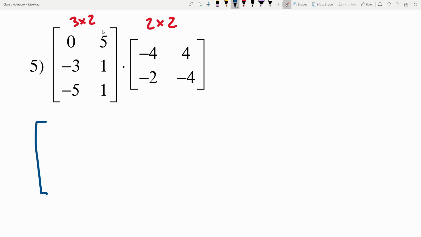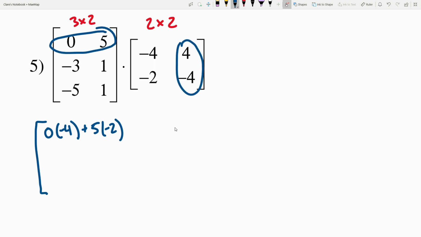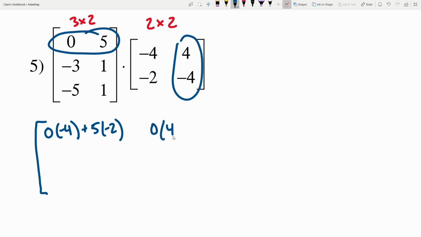So let's complete the dot product, taking row 1 and dotting it with column 1 of the other matrix. So row 1 of the first matrix, dot it with column 1 of the second matrix. That's going to be 0 times negative 4 plus 5 times negative 2. Now, finishing out that first row, I'm going to dot the first row of my first matrix with the second column of my second matrix. So 0, 5, dot it with that second column in my second matrix, 4, negative 4. I'll have 0 times 4 plus 5 times negative 4.